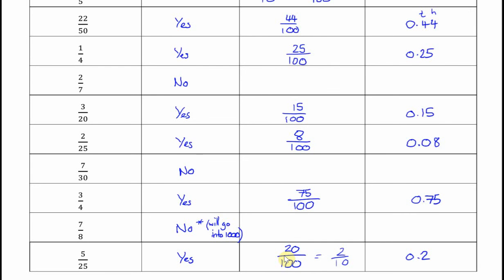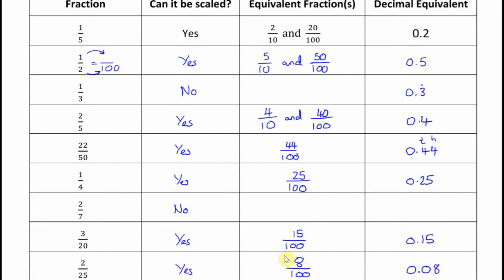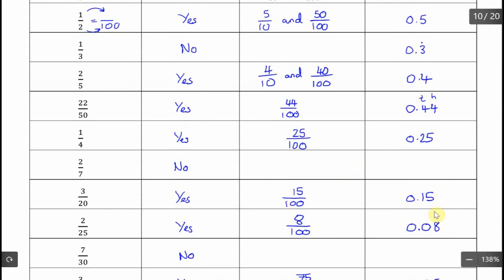So the ones that can't be scaled can still be turned into decimals. We just can't write an equivalent fraction over 10 or 100. The other way to convert a fraction to a decimal is to simply complete the division that this fraction is showing. A fraction shows a division. This is 2 being divided into 7. So 2 divided by 7.